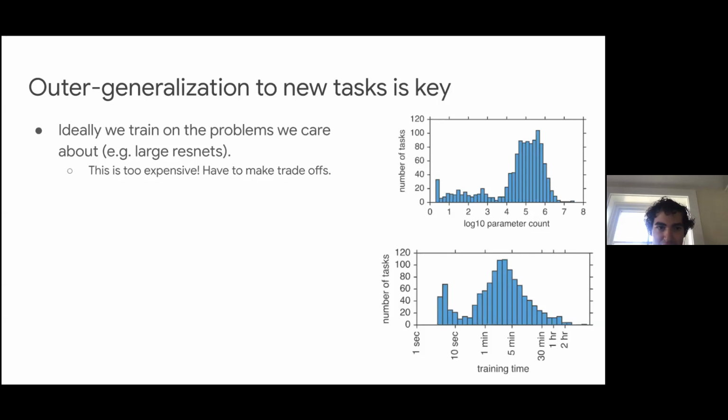The key idea when designing a task distribution is we really want to care about outer generalization. So we want to be able to transfer to new tasks. So ideally, we just train on tasks we actually care about. In this case, I'm saying large ResNets, large transformers, larger scale problems that people actually do research on. The problem is this is really, really expensive. If we try to meta train on these types of problems, it's going to be nowhere near feasible. So we have to make some trade-offs. We need to be large enough so that the signal we get for meta learning is actually useful for these larger tasks, but still small enough that it remains computationally efficient.